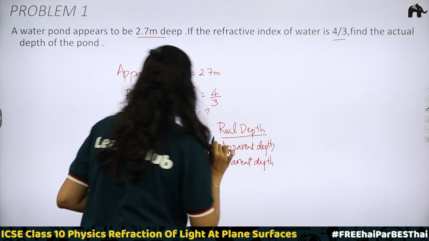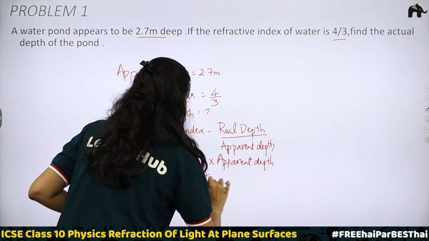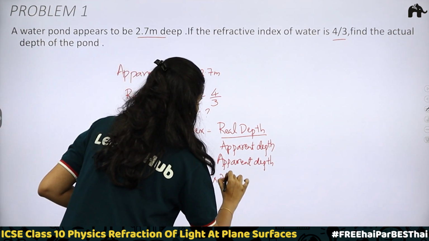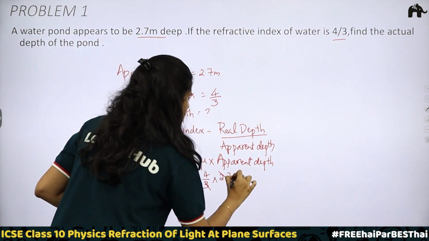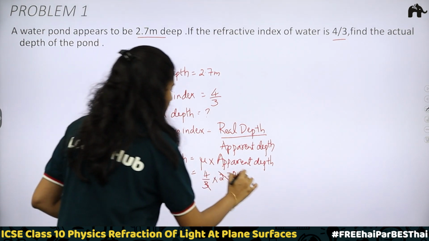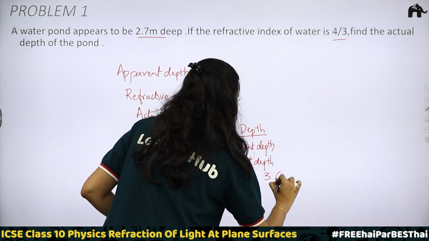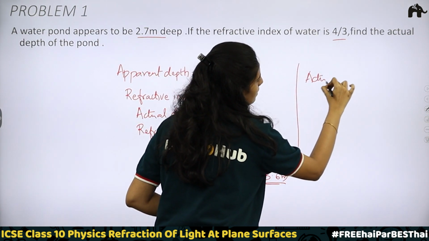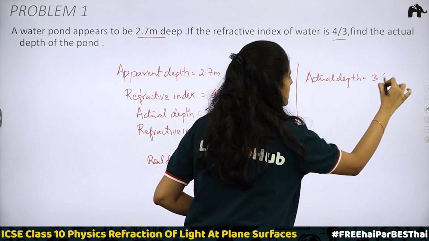Okay, now put the values. Refractive index is 4/3. 4/3 into apparent depth is given 2.7. Okay, 2.7 and 3 can be cancelled. 3 into 0.9 is 2.7. 0.9 into 4, you will be getting 3.6 meter. Therefore, we'll have the actual depth is equal to 3.6 meter.